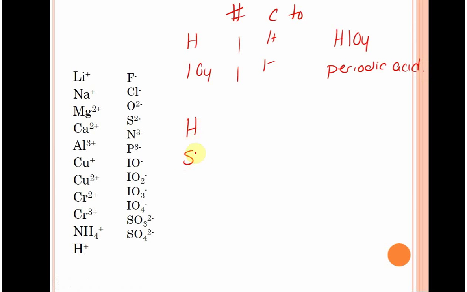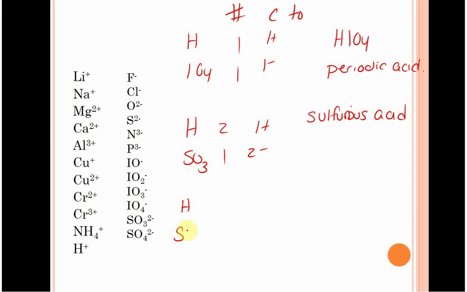H and SO3. Need two hydrogens for one sulfite. Again, there's oxygen, so no hydro prefix. This is now sulfite becomes sulfurous acid.